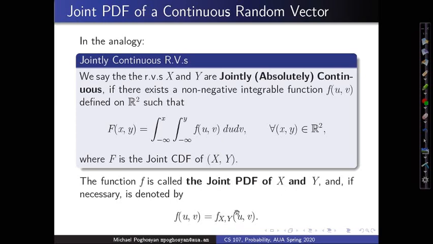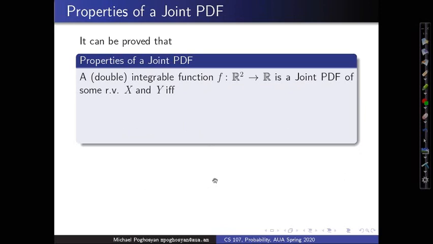And if we want to specify that f is the joint PDF for X and Y, we are writing in the index X and Y. So again, our joint CDF is the integral of joint PDF, integral over this region. And similar to the one-dimensional case, the following properties of joint PDF can be proven. A double integrable function f is a joint PDF of some random variables X and Y if and only if the following two properties are taking place.